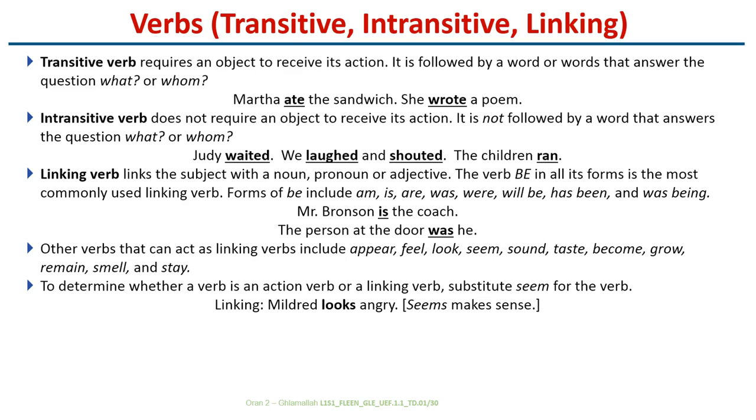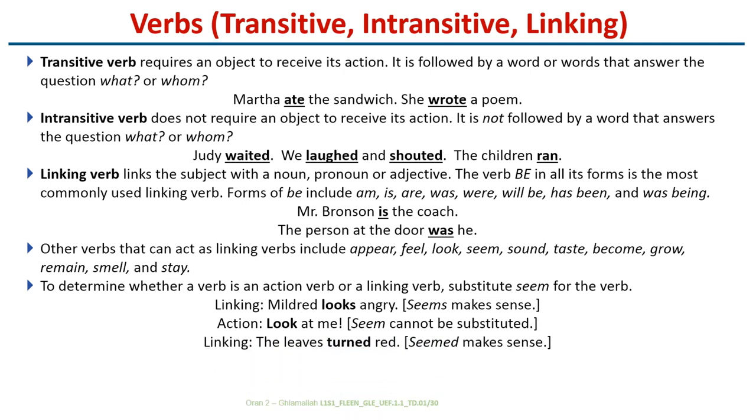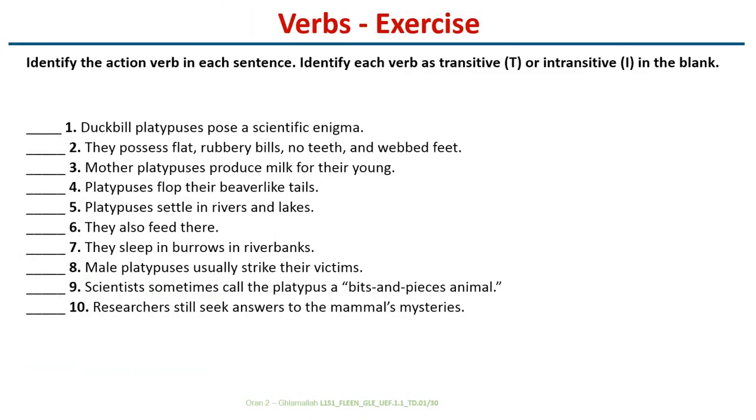So here look is a linking verb. Look at me. Seem cannot be substituted here. I cannot say seem at me. It doesn't make sense. Here look is an action verb. Another example. The leaves turned red. Seemed makes sense. Linking verb. The taxi turned the corner. Seemed cannot be substituted. Action verb.